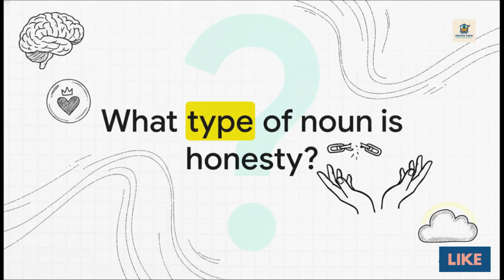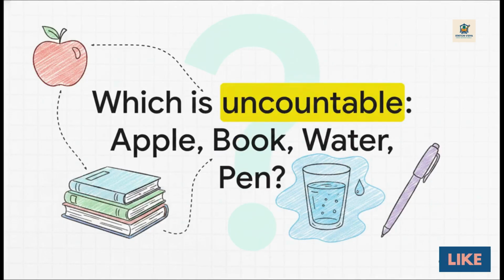Question 4. What type of noun is honesty? Ask yourself, can you physically hold honesty in the palm of your hand? Nope, you can't. So that makes it an abstract noun, an idea or a quality. And finally, question 5. Which of these is an uncountable noun? Is it A, apple, B, book, C, water, or D, pen? Think back to our rule about liquids. The answer is C, water. We don't normally count individual waters, but you can definitely count apples, books, and pens.